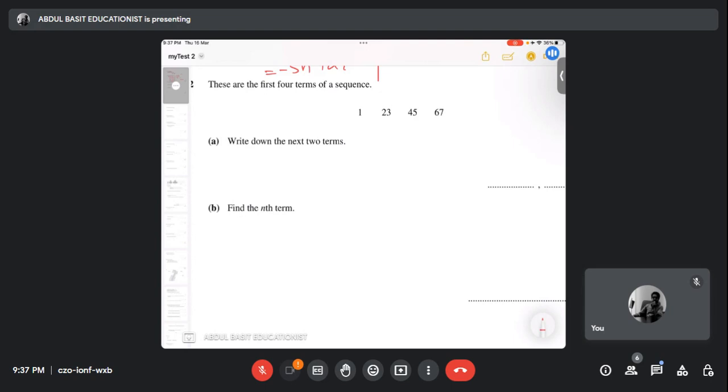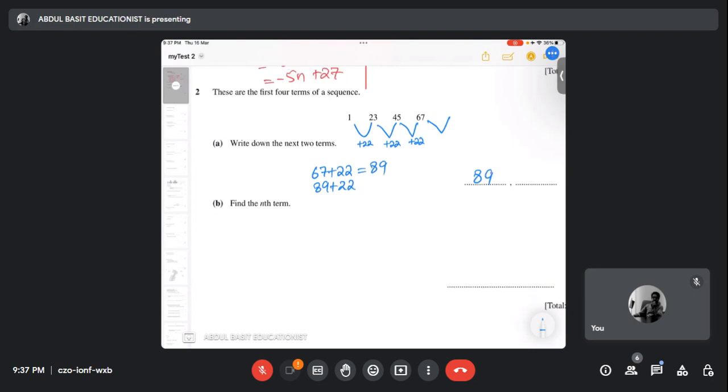Now they say it's 1, 23, 45, and 67. So we have to write down the next two terms. Let's find out the difference. What is the difference here, please? Plus 22. What about here? It's also plus 22. It is also plus 22. So the next term is 67 plus 22, which is 89. Then after that, 89 plus 22. What is 89 plus 22, beta? 111? Yes or no?